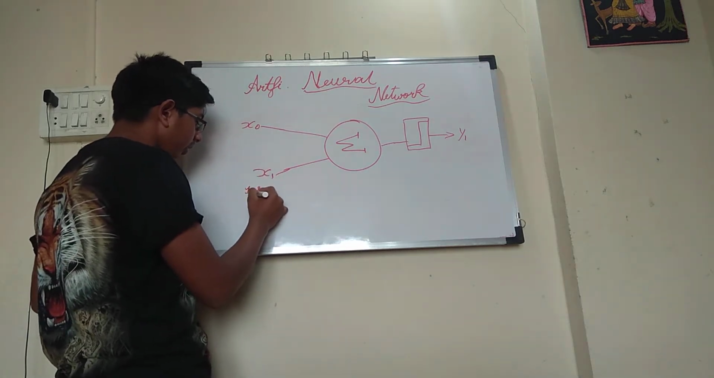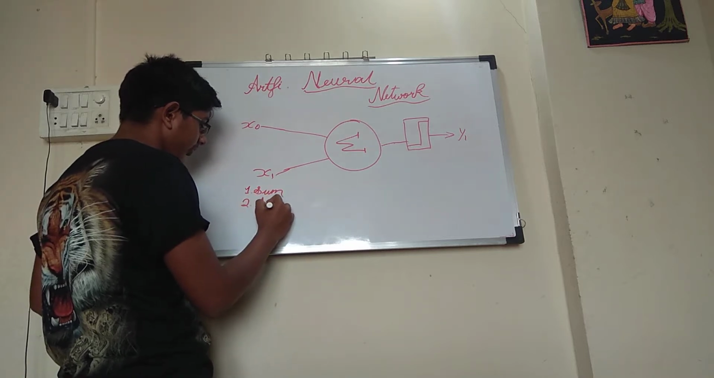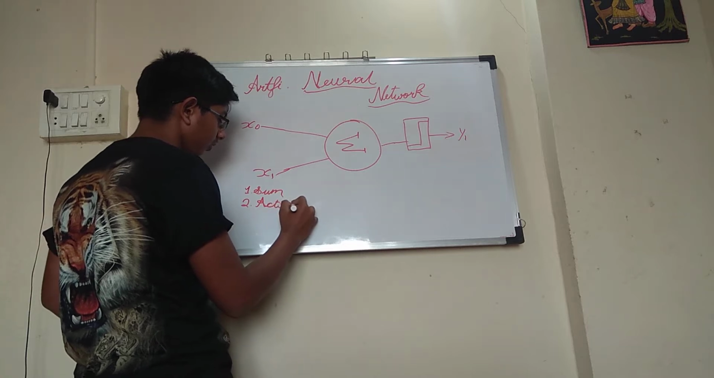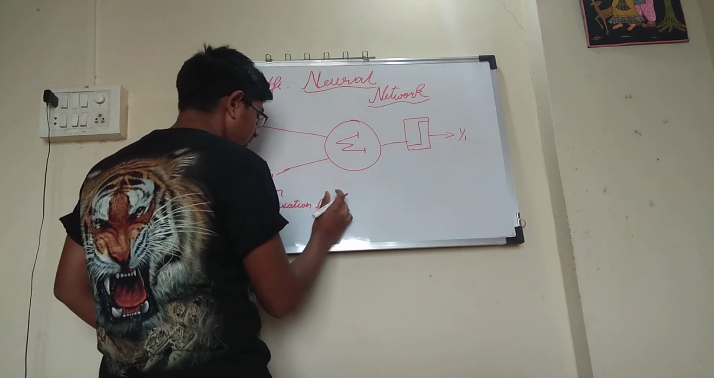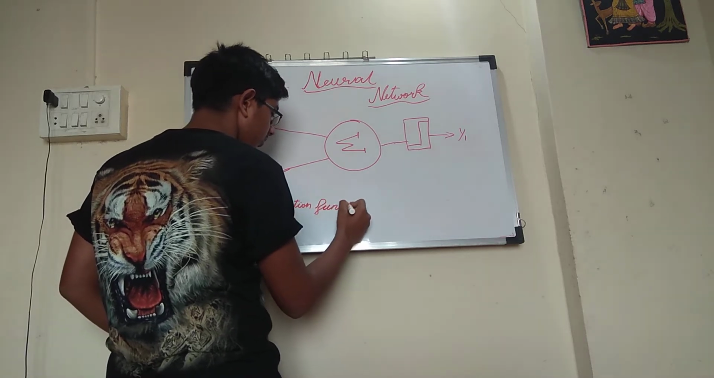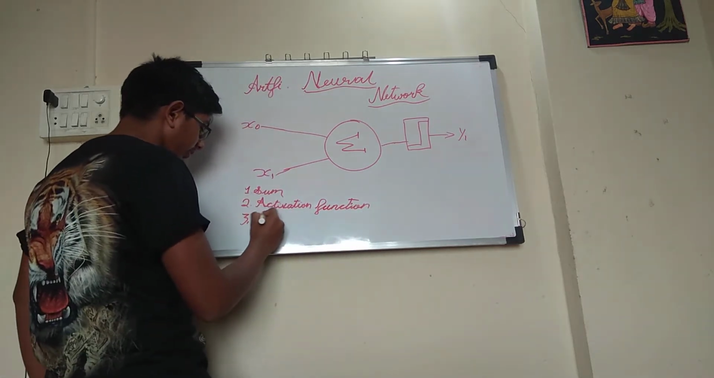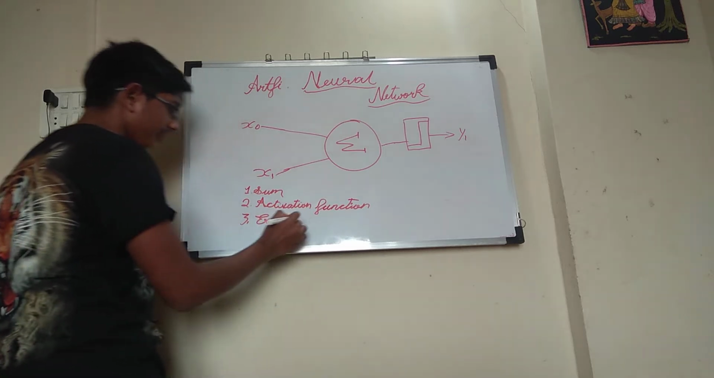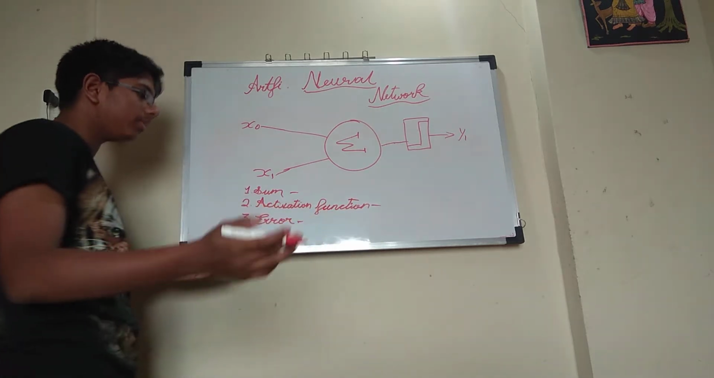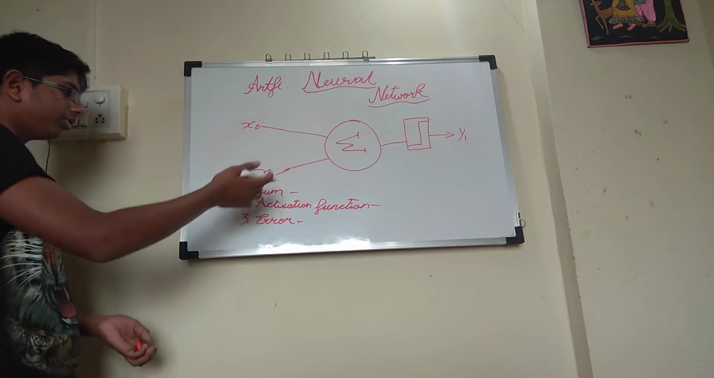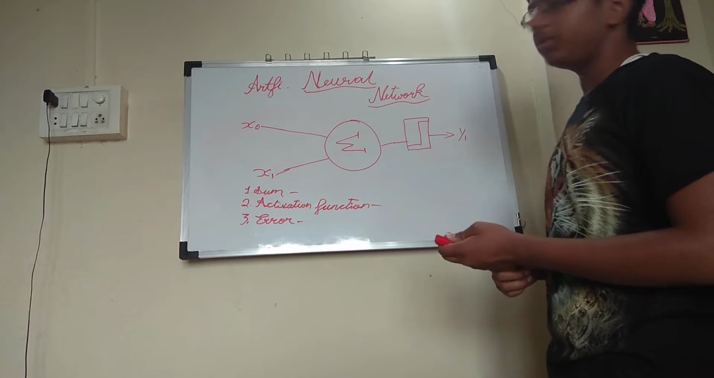Every time, we have 3 steps to do. First, to get the sum. Second, the activation function. Third is the error rate. So we are going to cover it step by step. First step is the sum, then second is the activation function, then third is the error.